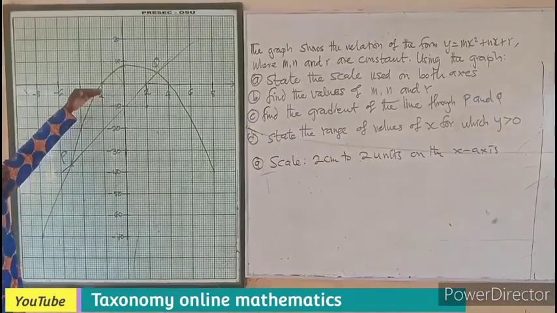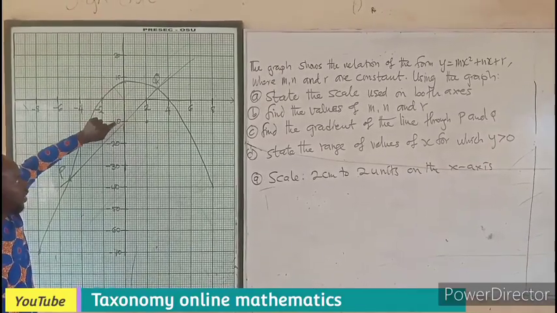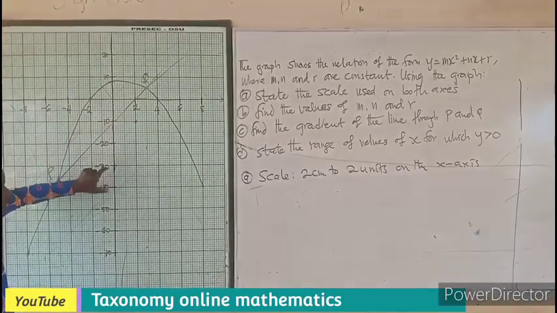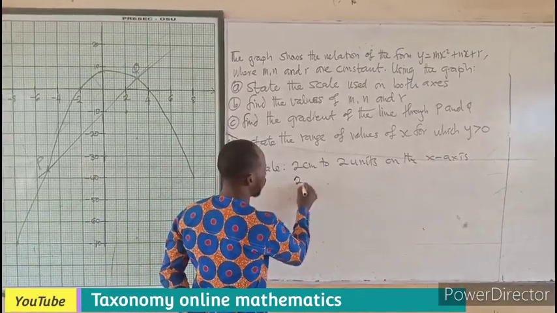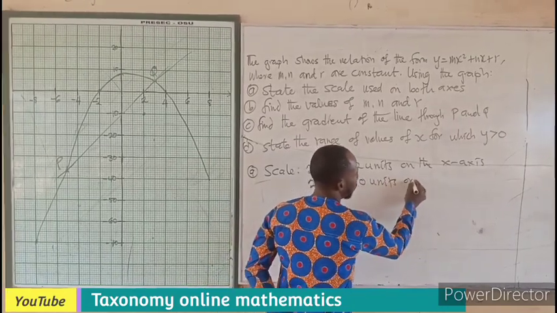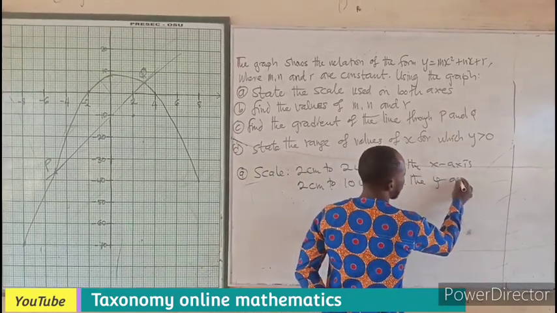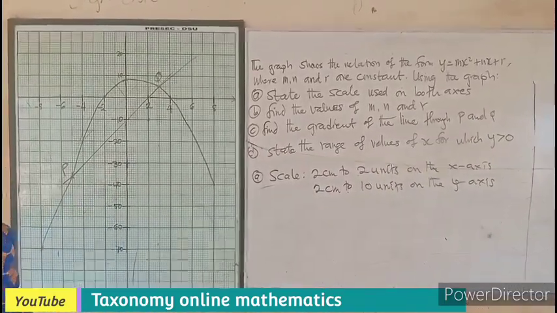Then let me check on the y-axis. This is a 2 centimeter box, which is equal to 10. That means each of the 2 centimeters is also 10. So that will be 2 centimeters to 10 units on the y-axis. Good. So easy, right?